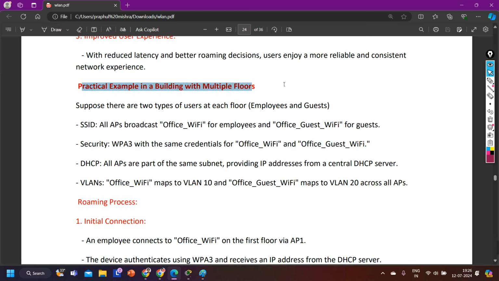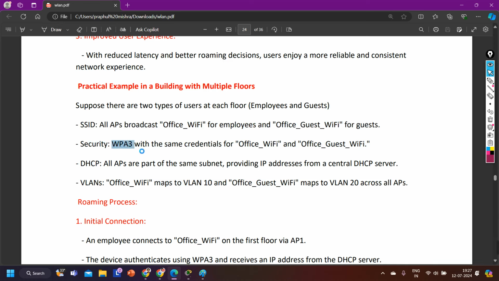After that, see a practical example of a wireless network in a building with multiple floors. Suppose there are two types of users at each floor, employees and guests. You are the wireless network engineer who is going to implement the wireless network in a building, and at each floor you have two types of traffic, one for employees and one for guests. So you need to create two SSIDs. All APs broadcast two SSIDs: office Wi-Fi for employees and office guest Wi-Fi for guests. The name can be anything.